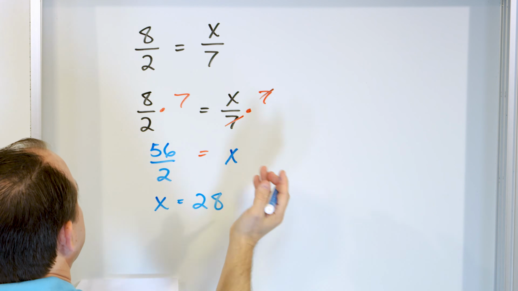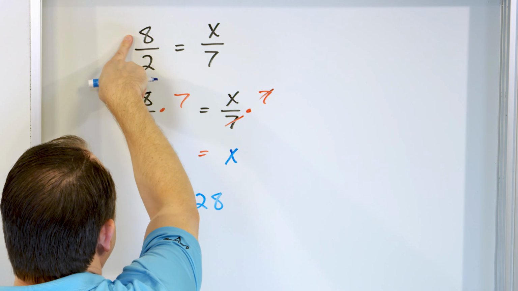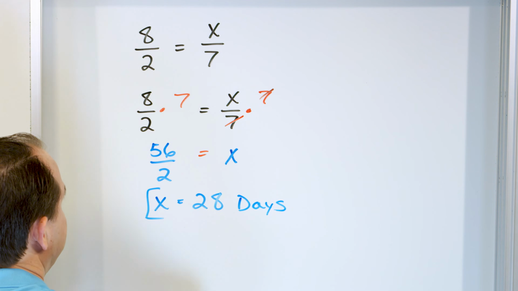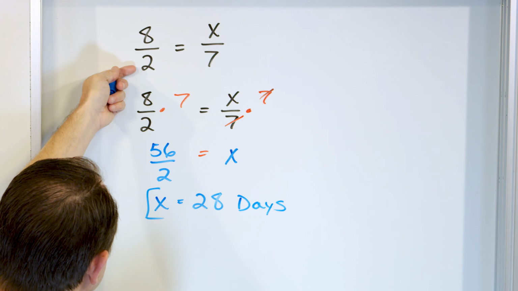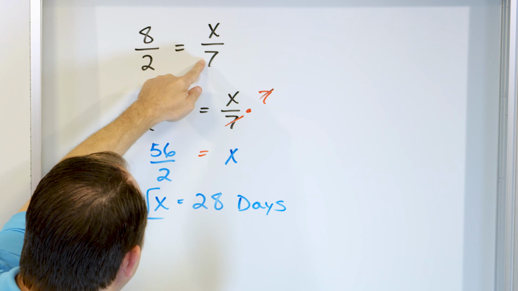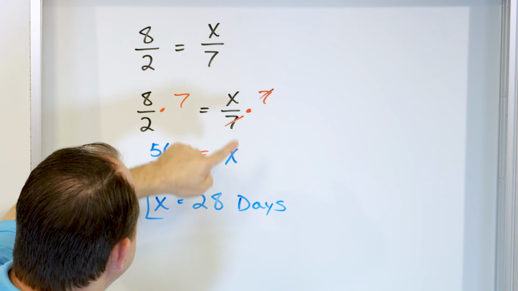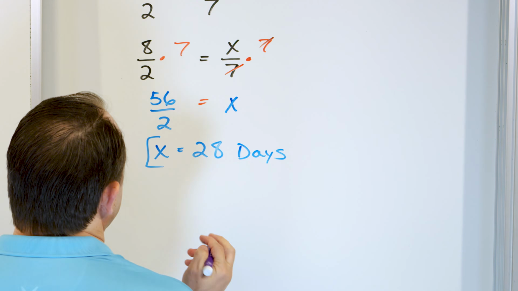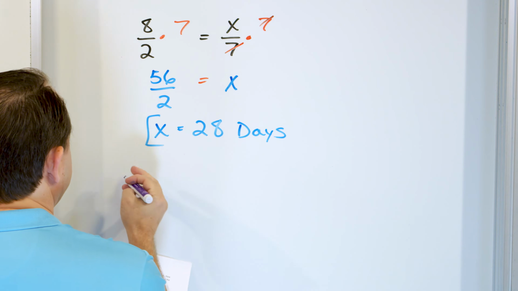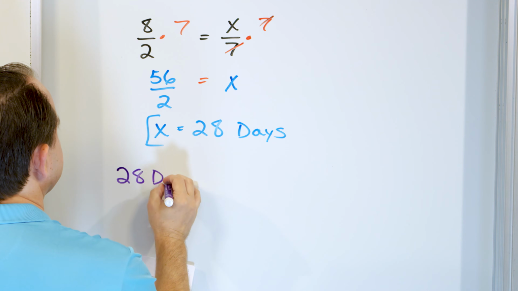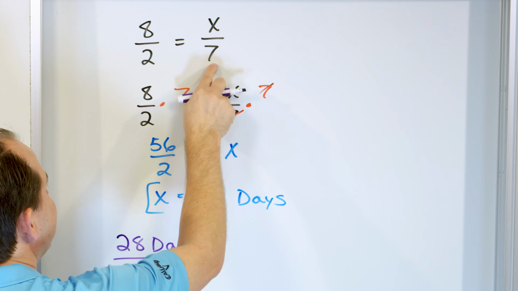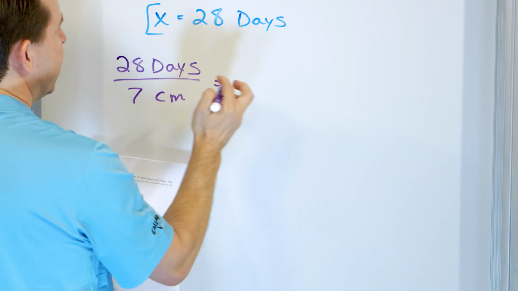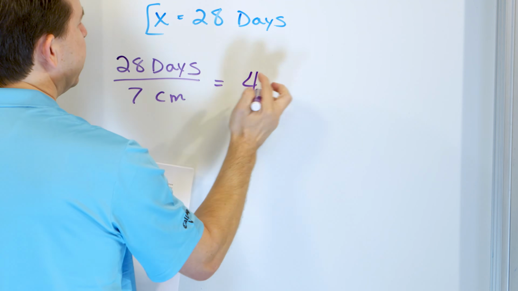So 28 what? What are we talking about? This is 8 days on the top, so this is days over here, days. So does it make sense? If it takes 8 days for 2 centimeters to evaporate, then if 7 centimeters actually evaporated, it must have been a longer amount of time, 28 days. Now let's calculate this constant of proportionality. Right? We say that it takes 28 days for 7 centimeters to evaporate. So we divide, 28 divided by 7 is 4 days per centimeter.